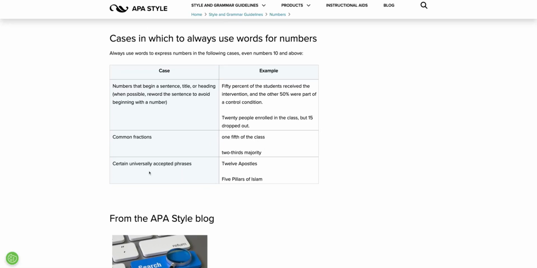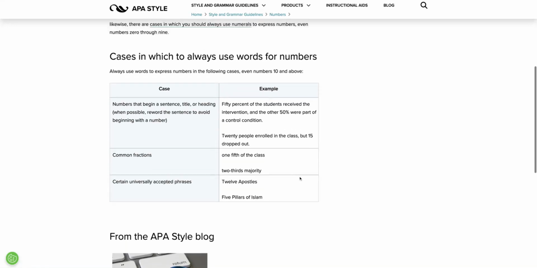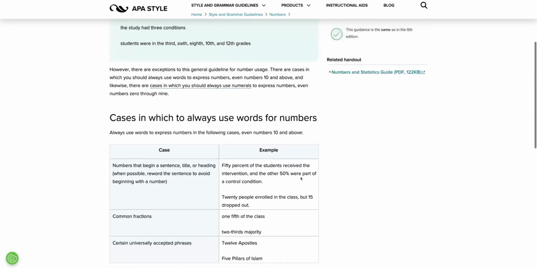And then certain universally accepted phrases. So the Twelve Apostles, twelve would be written out. You wouldn't say 12 apostles. The Five Pillars of Islam, you would not say the number 5. You would spell out five because that's how it's universally accepted.